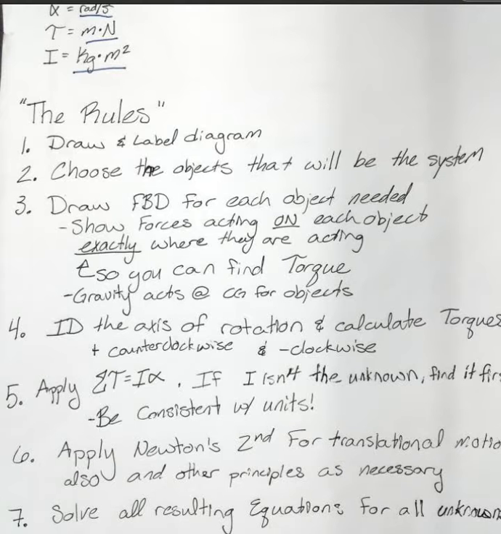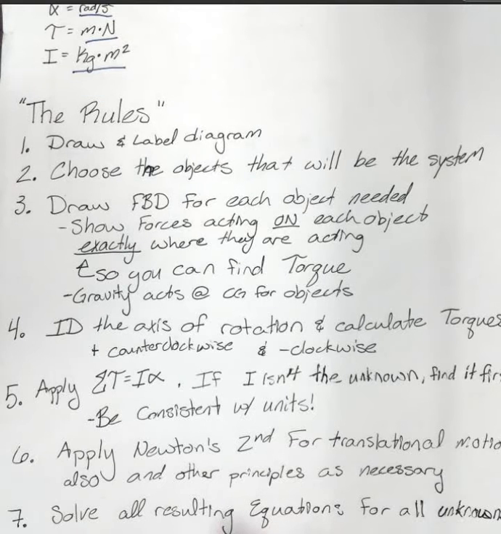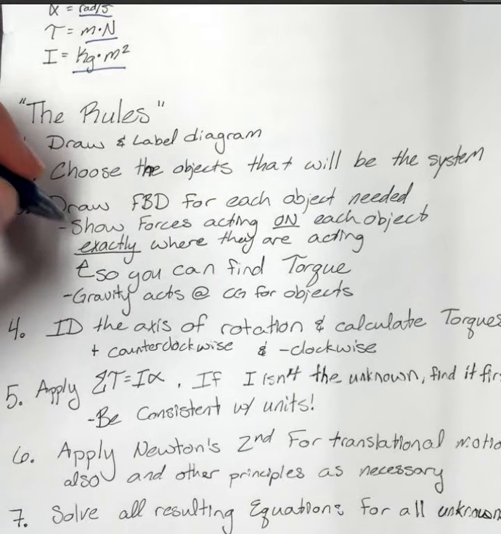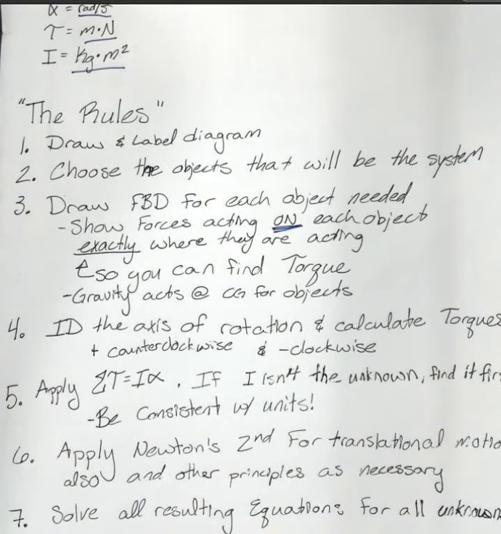Now that our systems have gotten more complex, you're going to have to decide what your system is and what objects are part of that system. Because, just like we did for work and energy, you're going to have systems that involve more than one item. So, for each of the items or objects that you need, you're going to be drawing a free body diagram. And this is important, not only for problem solving, but also for points on an AP exam. You only want to show on an object the forces that are acting on that object, not the forces that are being caused by that object.